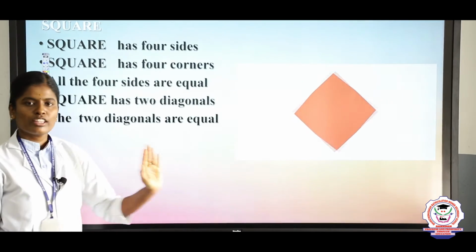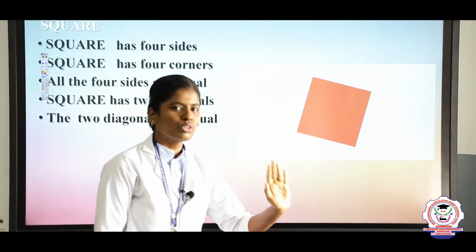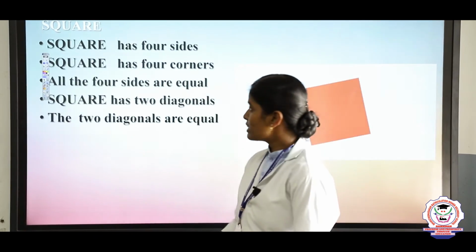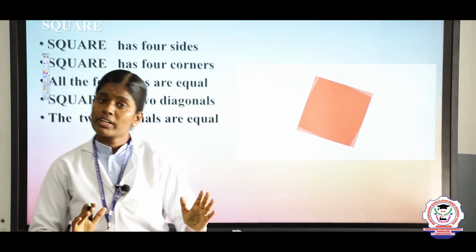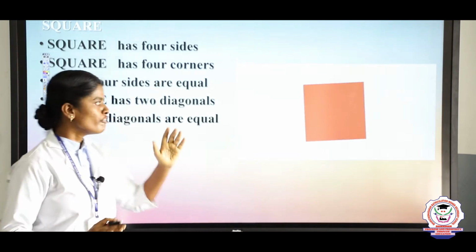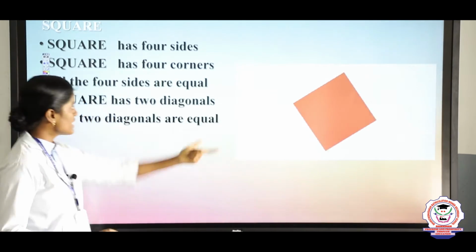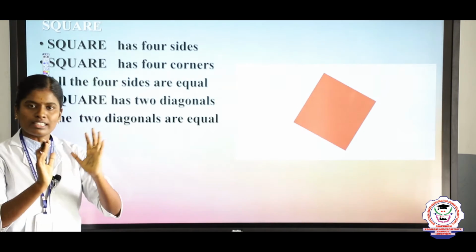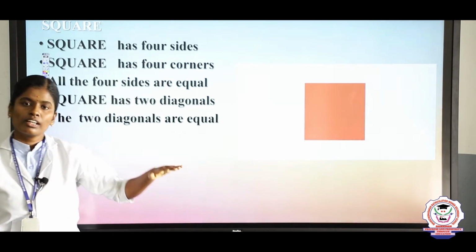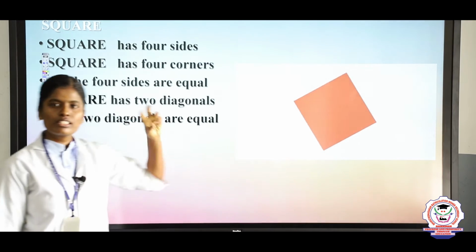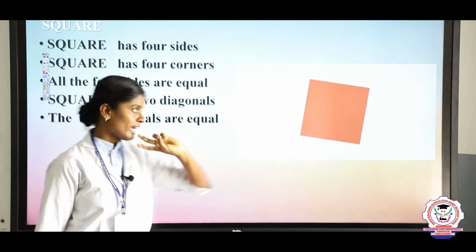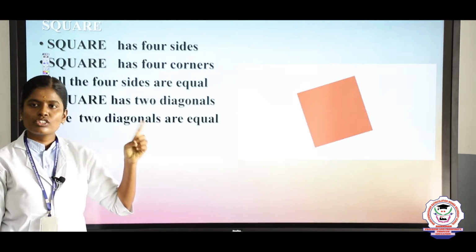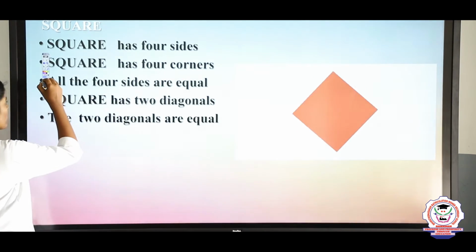Next one is square. You know the square, right? A square has 4 sides and 4 corners, and all the 4 sides are equal. The square has 2 diagonals, and finally the diagonals are equal. Listen.